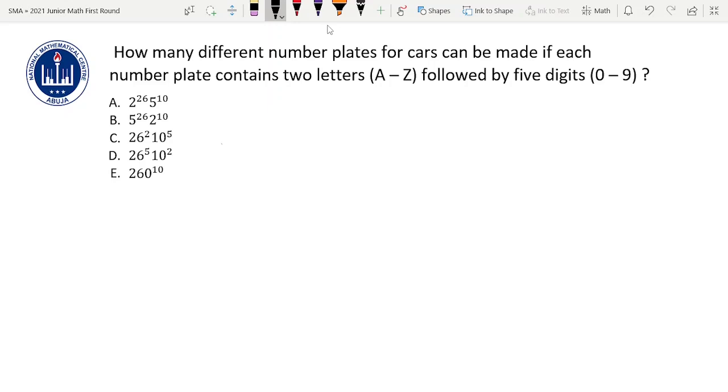Let's say I have AX34615. This here is a valid number plate. The reason why it is valid is because it begins with 2 letters, that's AX, and those 2 letters are followed by 5 digits, that's 34615.